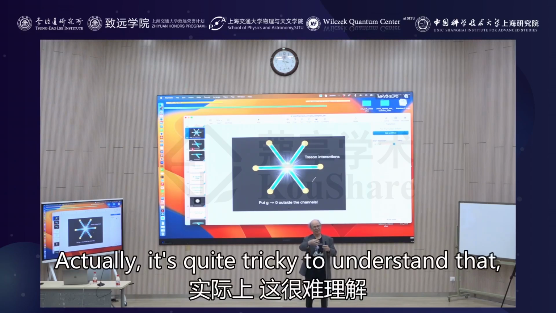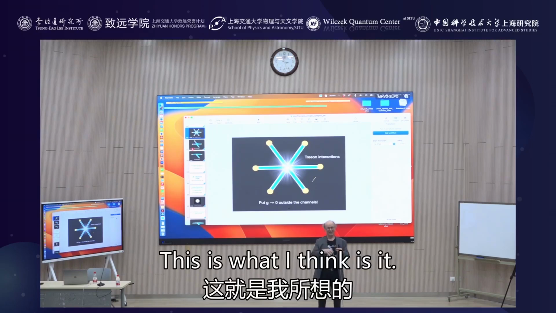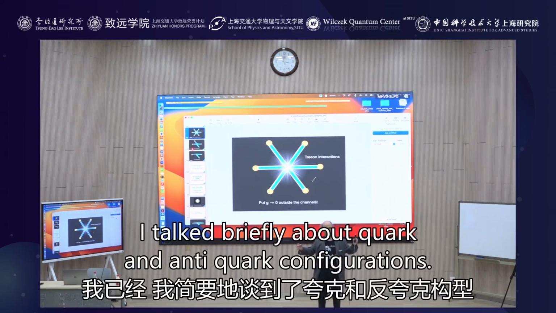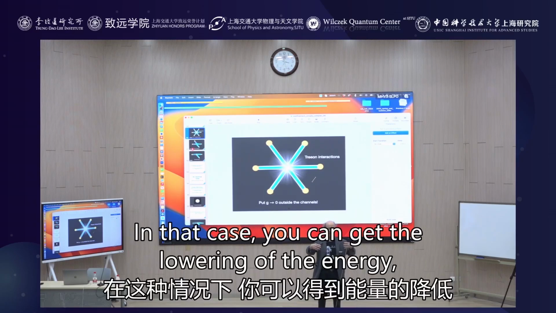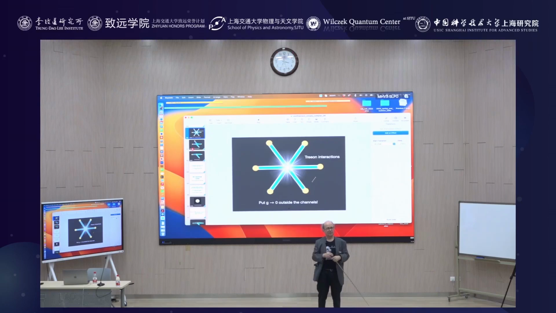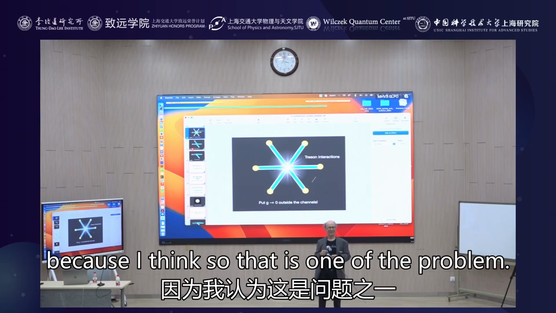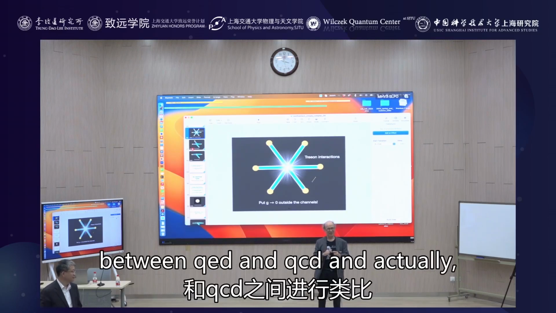And actually, it's quite tricky to understand that. But it's basically because you have infinite self fields, which get partially canceled. Yeah. This is what I think. But that also happens in QCD when you have mesons. I talked briefly about quark and anti-quark configurations. In that case, you can get the lowering of the energy. Okay, but I didn't get the point. Right. So that is one of the problems for QED. Well, you have to be very careful about making analogies between QED and QCD.